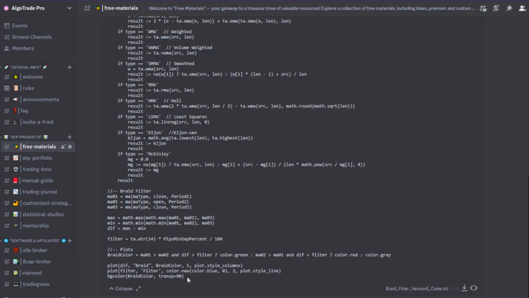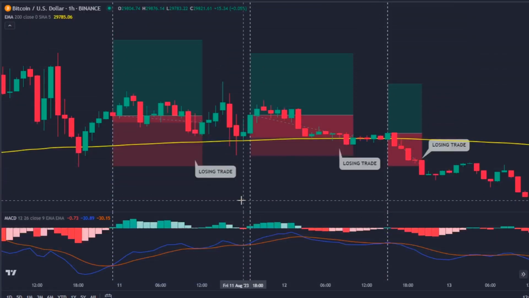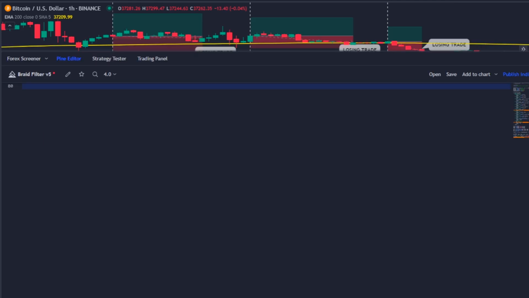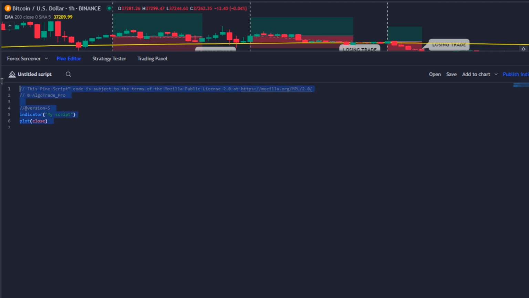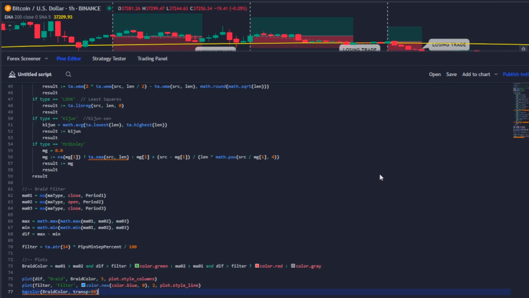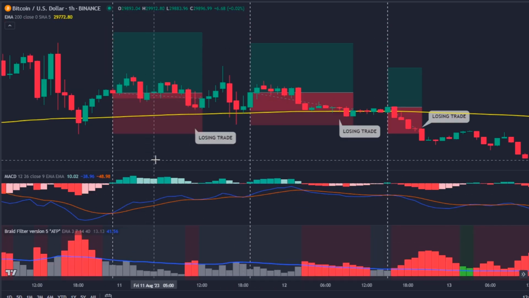Open up this note, copy the code, and then on the TradingView charts, click on the Pine editor, then on Open, New Indicator, and then just paste the code and save it. After that, just click on the Add to Chart option and you will have this custom Breadth Filter working and with the right settings.